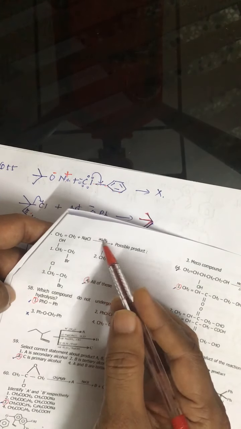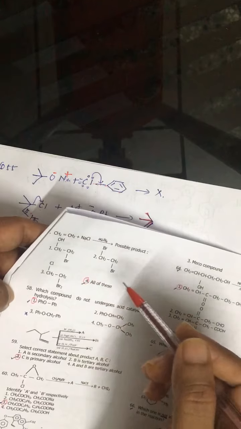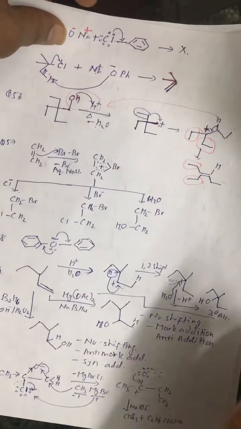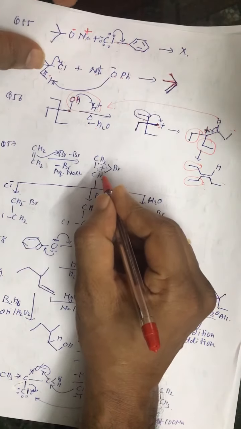Now look at question number 57. In 57, this ethene is treated with bromine in the presence of aqueous NaCl. No problem. Bromine in the presence of aqueous NaCl. So ethene shows what kind of reaction? Ethene shows electrophilic addition, and it involves a cyclic halonium.